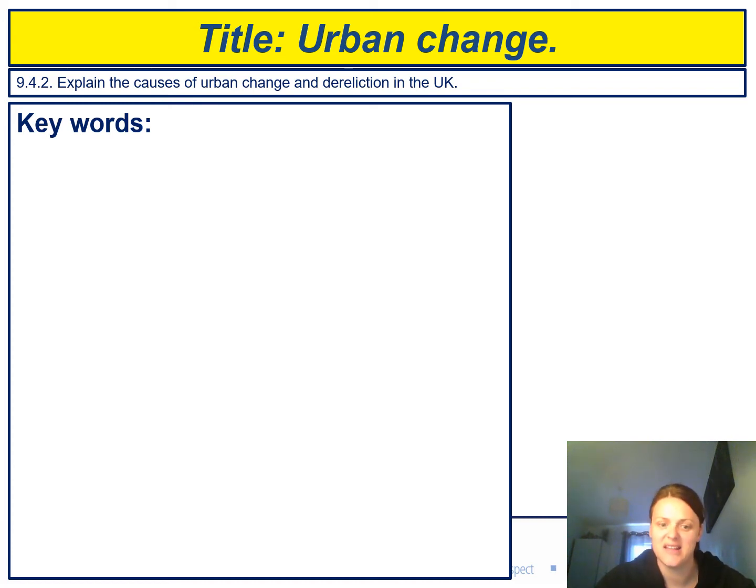Today's lesson is called Urban Change, and we're going to look at the reasons, the causes of urban change and dereliction in the UK. So how have our urban areas changed over the years and how have they become derelict? So here are the key terms for today's lesson, so let's write them down.